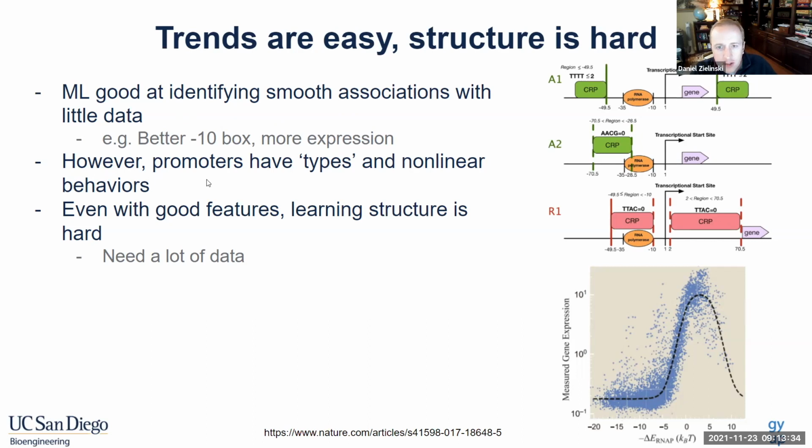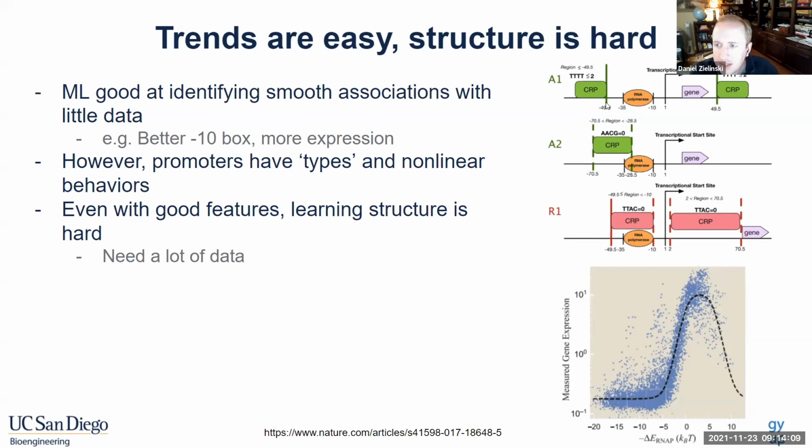But promoters don't have a clear linear relationship between sequence and expression, or sequence and whether or not it's a transcription start site. It's not like a nice linear function where a bunch of things add up and result in your output. At least not clearly. Although we've had decent success with some of these things. Rather, if you look at the details of what's going on in any of these promoters, you'll find that they have types and nonlinear behavior. What do I mean by that?